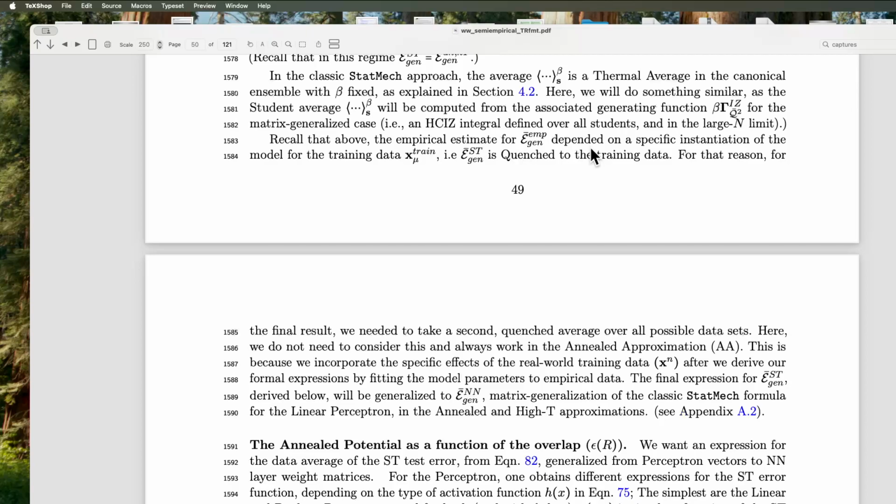Recall that the empirical estimate dependent on specific instantiation of the model is quenched. That's what we were talking about before, that things are quenched. For that reason, for the final result, we need to take a second quenched average over all possible data sets. Here, we don't need to consider this and always work in the annealed approximation. All right, so this part, I was just trying to explain in words the idea that we don't have to worry about quenching and doing these second averages and these strange things they do in statistical mechanics. But all this is worked out in section A2.